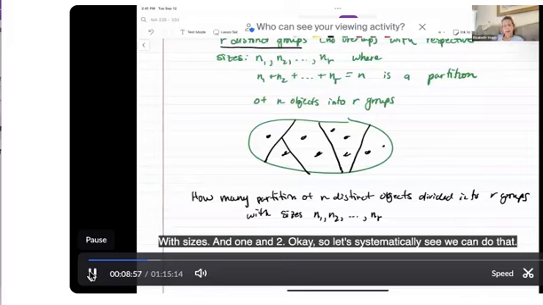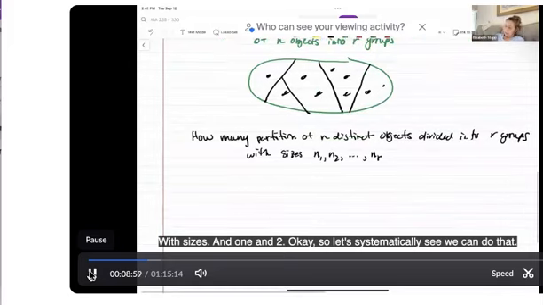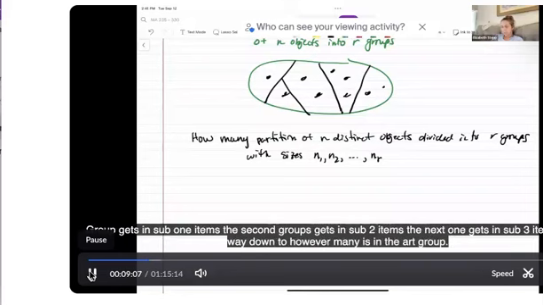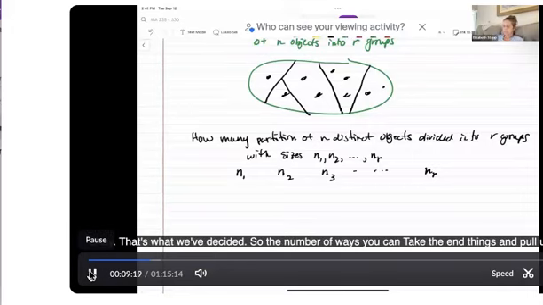Okay, so let's systematically see if we can do that. We do care about the order, so we'll decide the first group gets n sub 1 items. The second group gets n sub 2 items. The next one gets n sub 3 items, all the way down to however many is in the rth group. Okay, that's what we've decided.